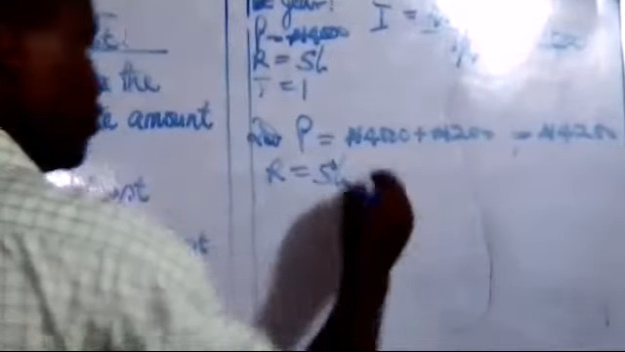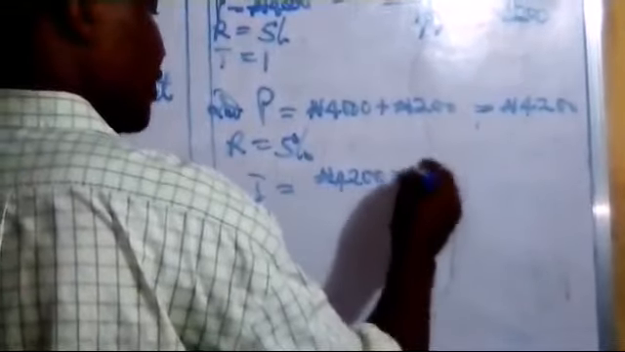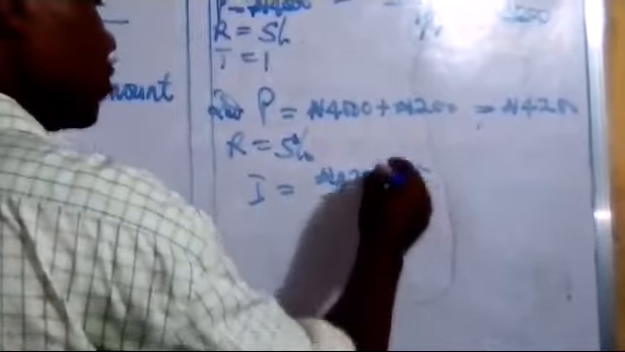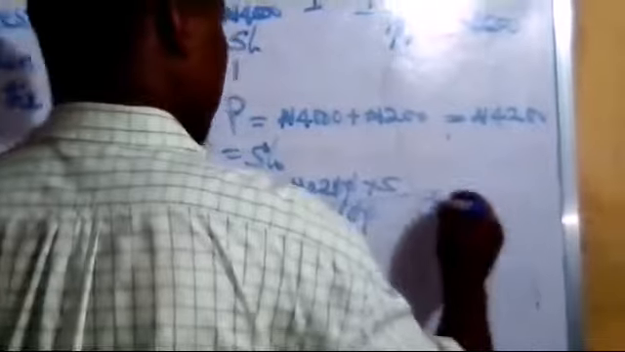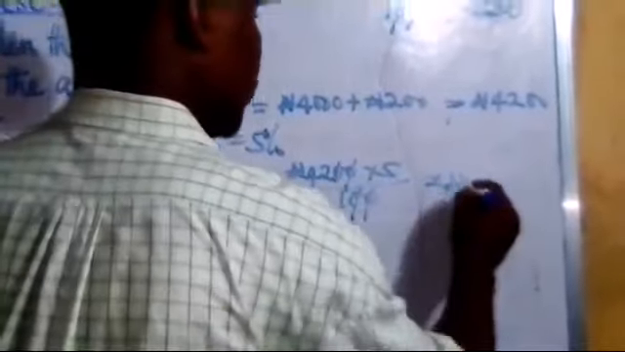So what will be our new interest? Our new interest will still be 4,200 times 5 all over 100. This and this will go, this and this will go. We are left with 210 naira. So you see, after 2 years, my interest becomes 210 naira.